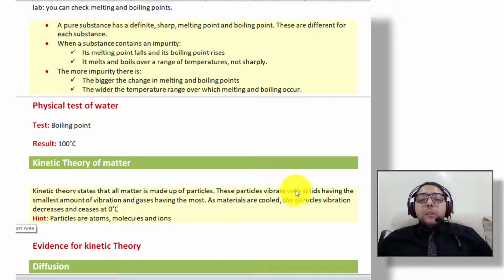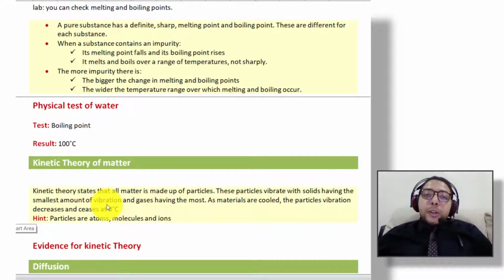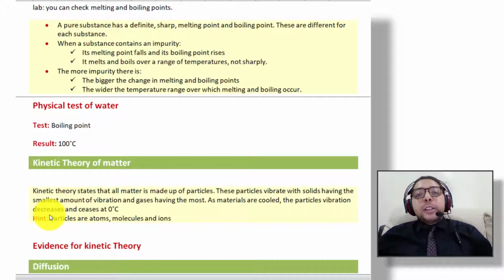These particles vibrate, with solids having the smallest amount of vibration because the particles are stuck together and are not moving freely, to moving freely at a higher speed in a gas, because gas particles have more energy, so the particles move faster in random movements. As materials are cooled, the particles' vibration decreases as the particles vibrate less. This means that energy has been taken out of the particles through the cooling process.